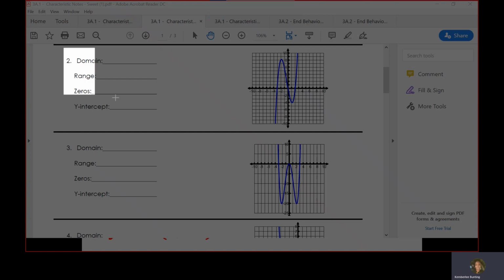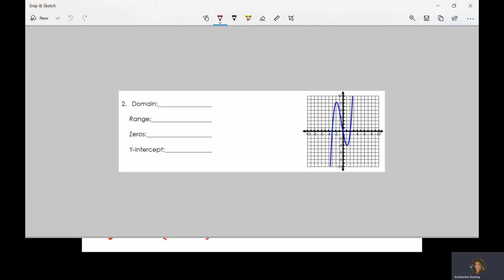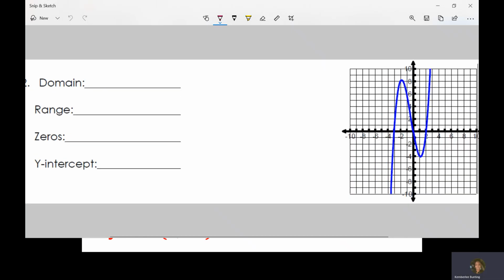Here comes number 2, folks. All right. What is the domain of this function? Thank you. Negative infinity to positive infinity. If you don't have your parentheses, it will be marked wrong. We are naming intervals, okay? What is the range of this function?